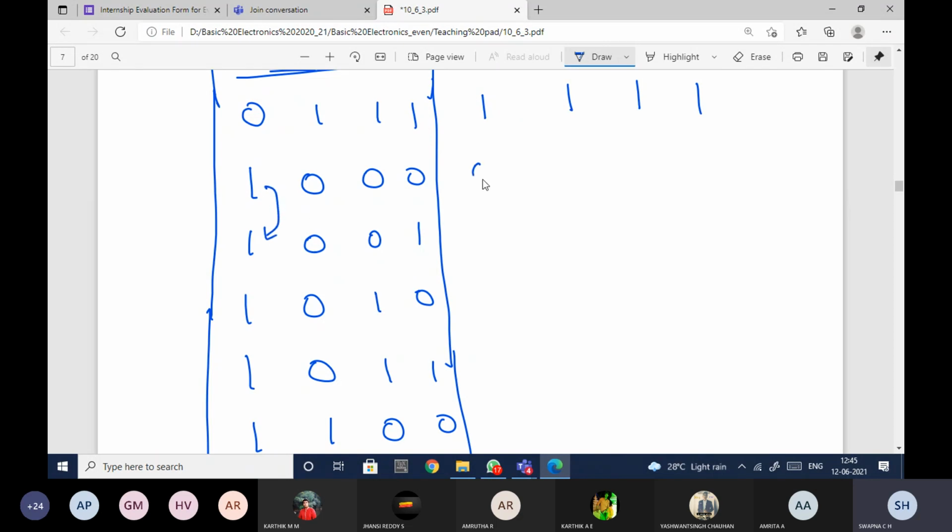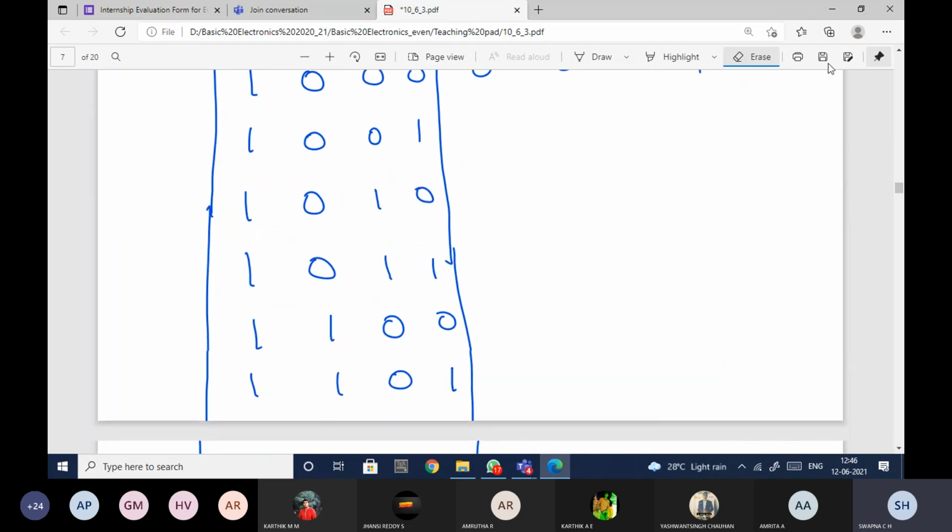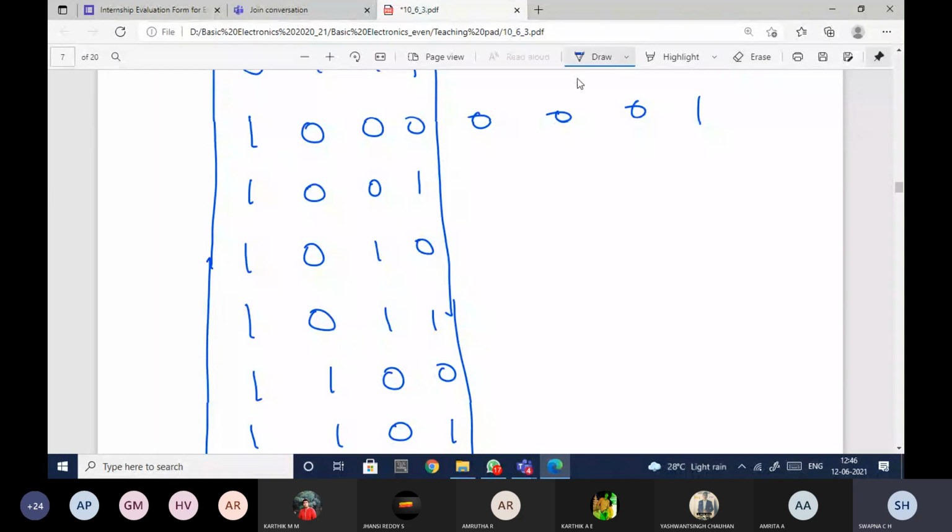1, 1, no toggling, 0. 0, 0, no toggling, 0. 0, 0, no toggling, 0. 0, 1, toggling is happening, so 1. Okay. You need not write these arrow marks. I'm writing them only to explain to you. Next, the present state is this: 1, 1, no toggle, 0. 0, 0, no toggle, 0. 0, 1, toggling is happening, 1. 1, 0, toggling is happening, so 1. Okay, next.